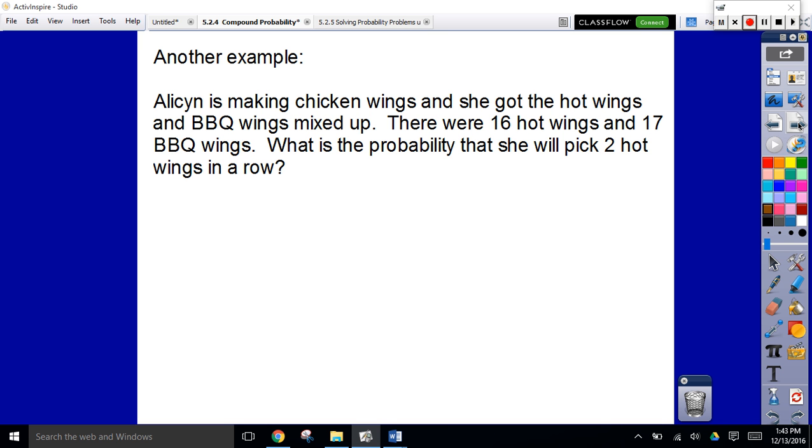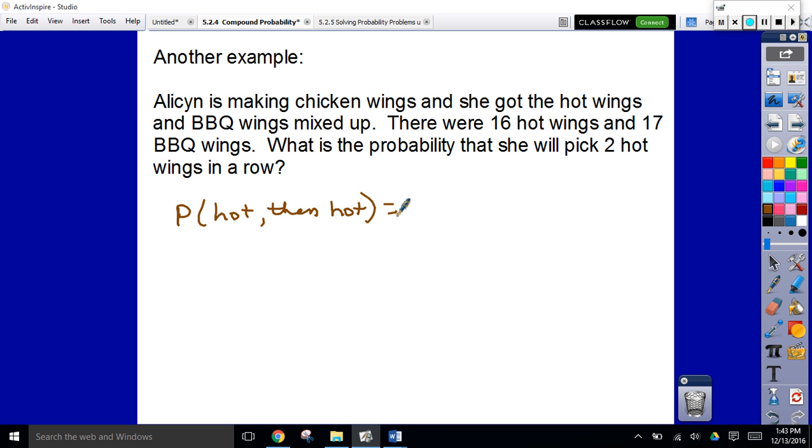Allison is making chicken wings and she got the hot wings and barbecue wings mixed up. There were 16 hot wings and 17 barbecue wings. What is the probability that she will pick 2 hot wings in a row? Okay, so we want the probability of picking a hot wing and then another hot wing. Because some members of my family do not like the hot ones, so we have to put the barbecue in there. Caleb? 2 out of 33.